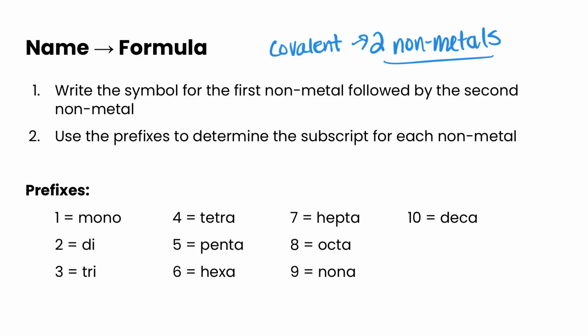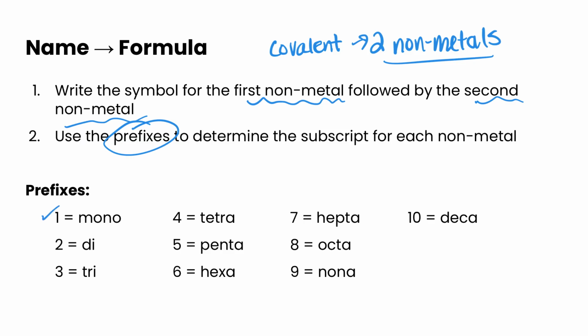If we're going from name to formula, we're going to start by writing the symbol for the first nonmetal, followed by the symbol for the second nonmetal, and then we're going to use the prefixes from the name to determine the subscript for each nonmetal. So we do need to know and understand the Greek prefixes for naming conventions with covalent compounds.